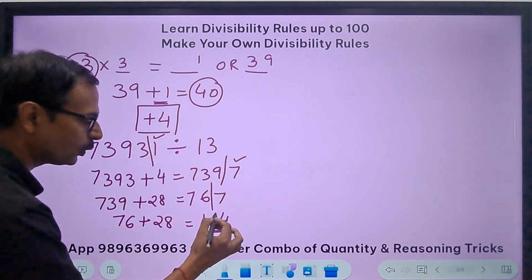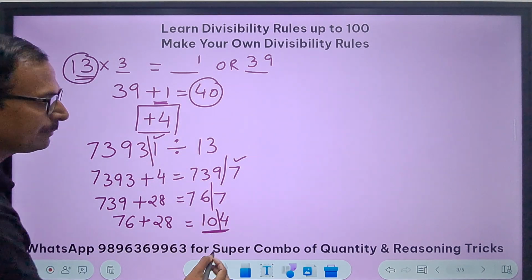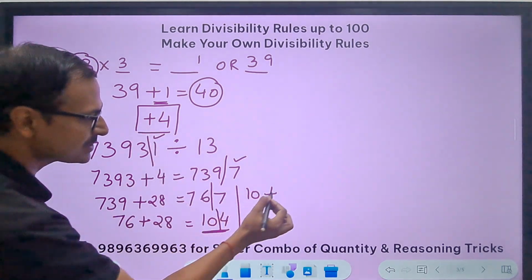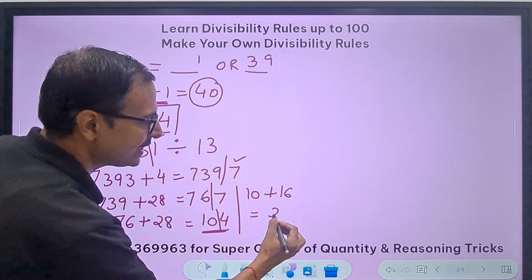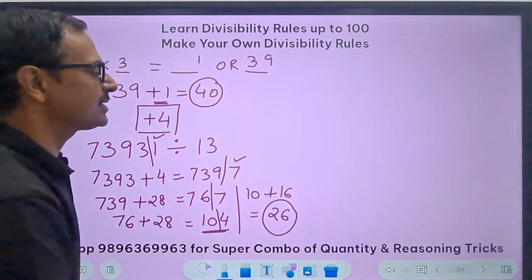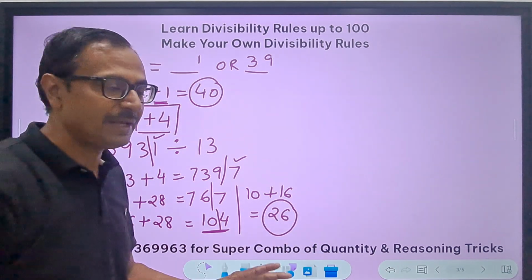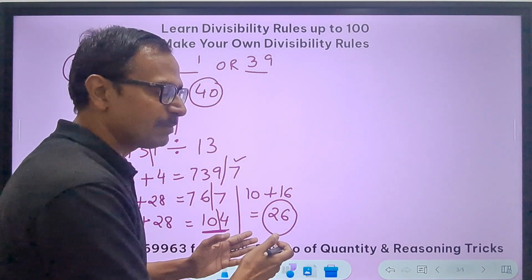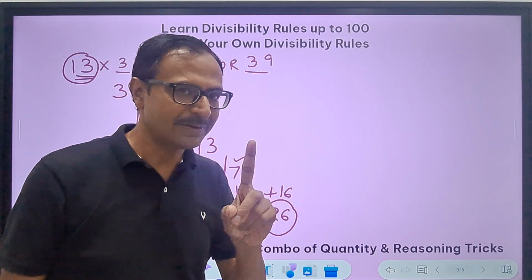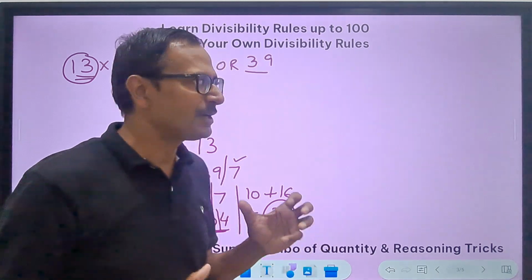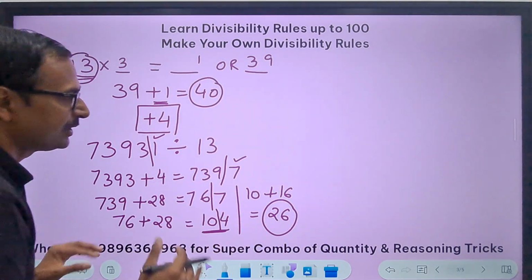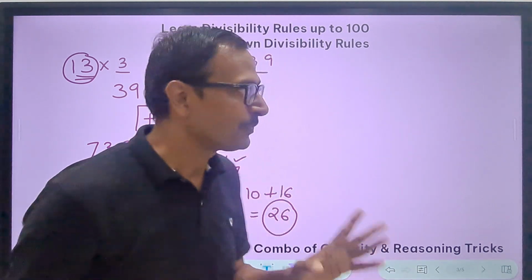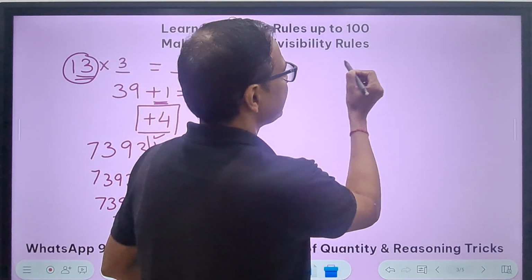But even if you don't know that, just separate out one more time and do it once more. 10 plus 4 times 4 is 16. You get what? 26. And obviously 26 is divisible by 13, thereby proving that the entire number 73931 is divisible by 13. Right? Does it work? If you have understood like 70% of this now, this will work and you will start making your own divisibility rules for different numbers. Let's try for 17.